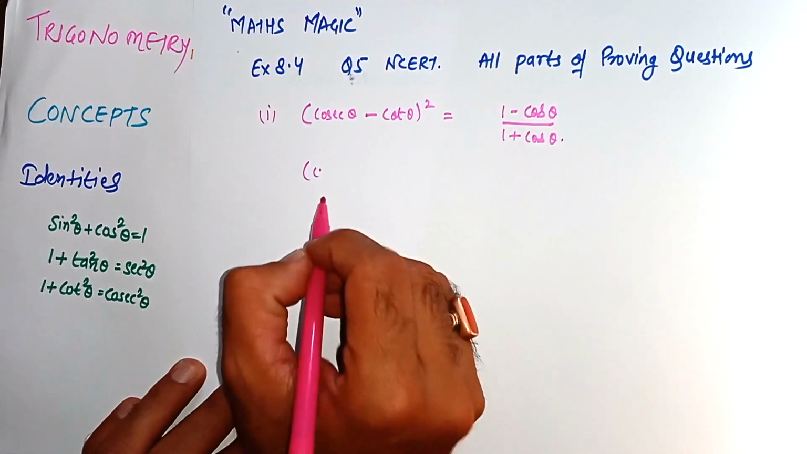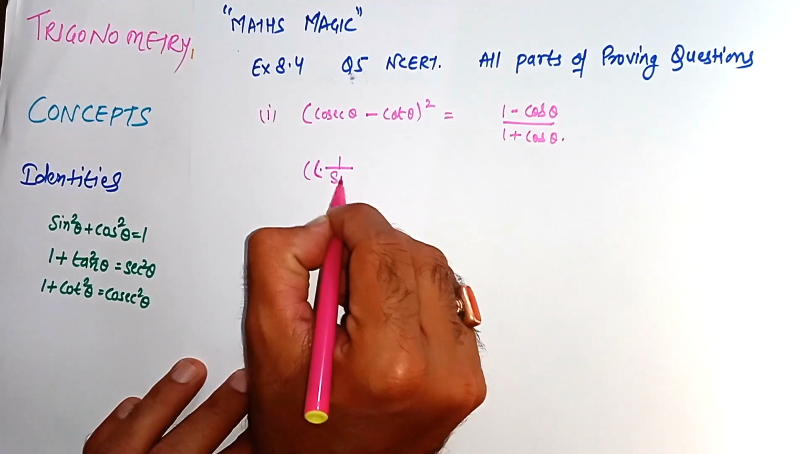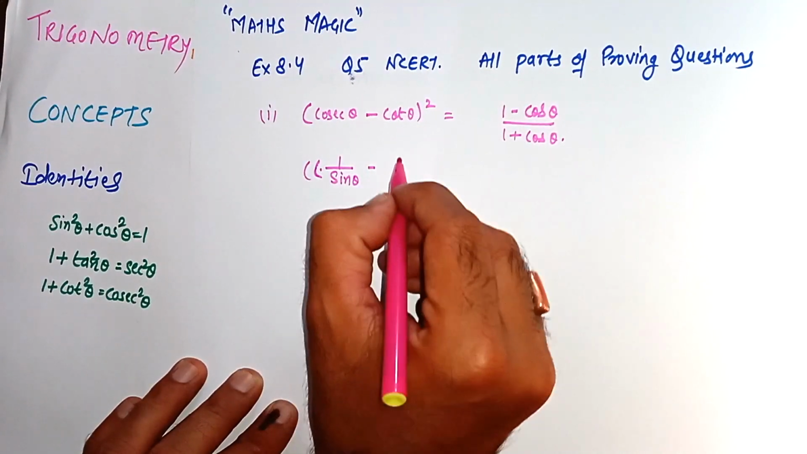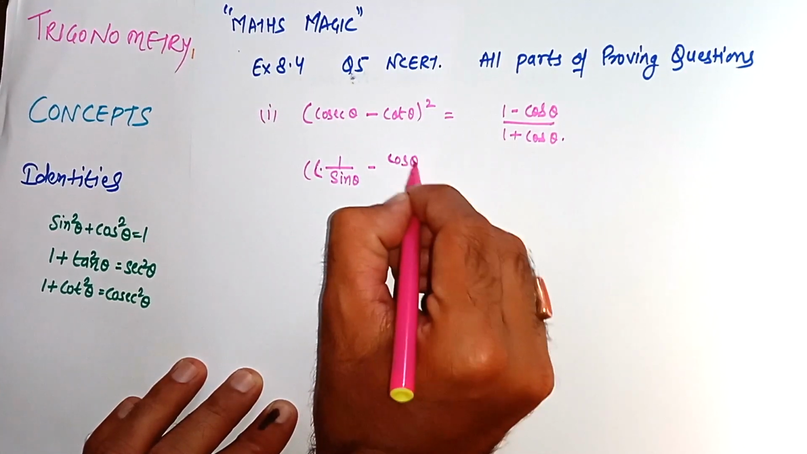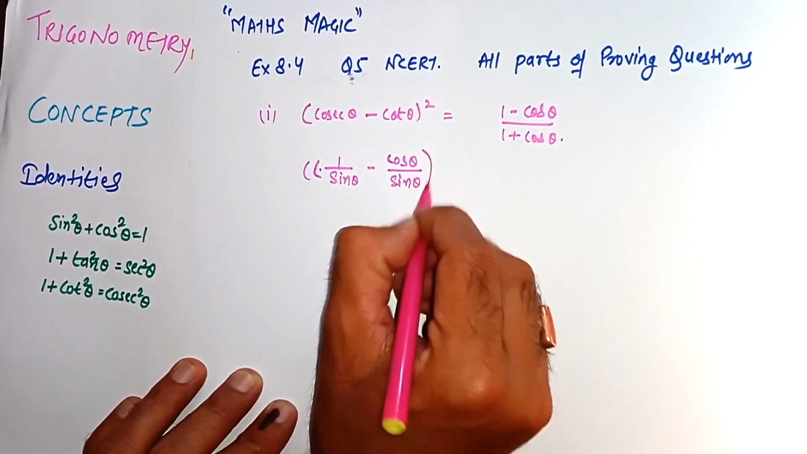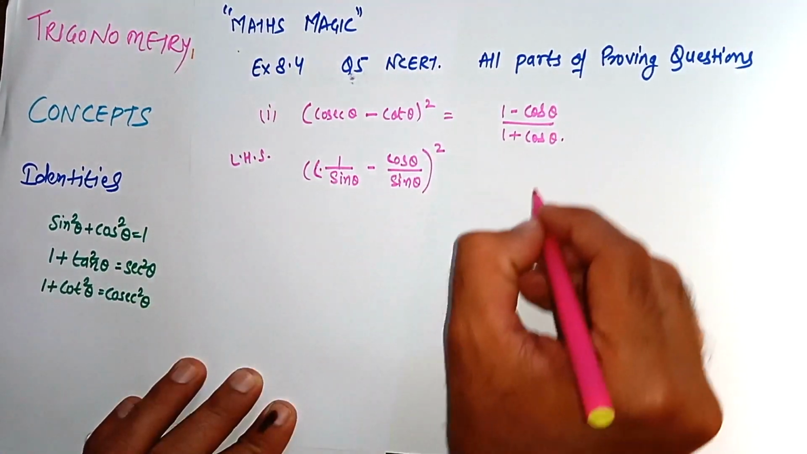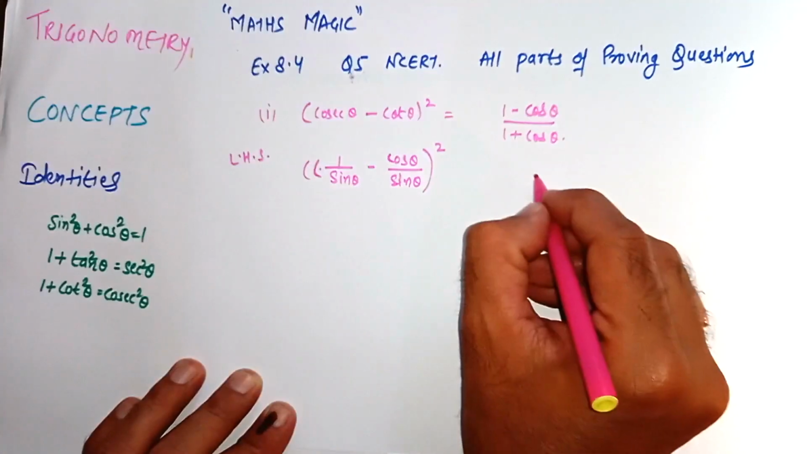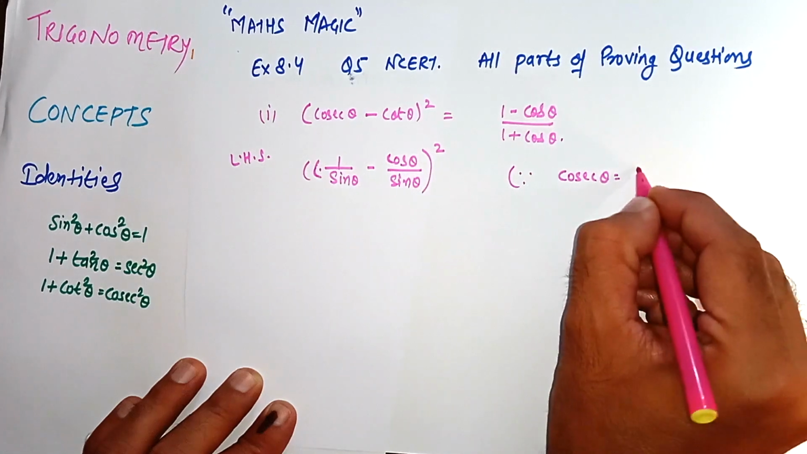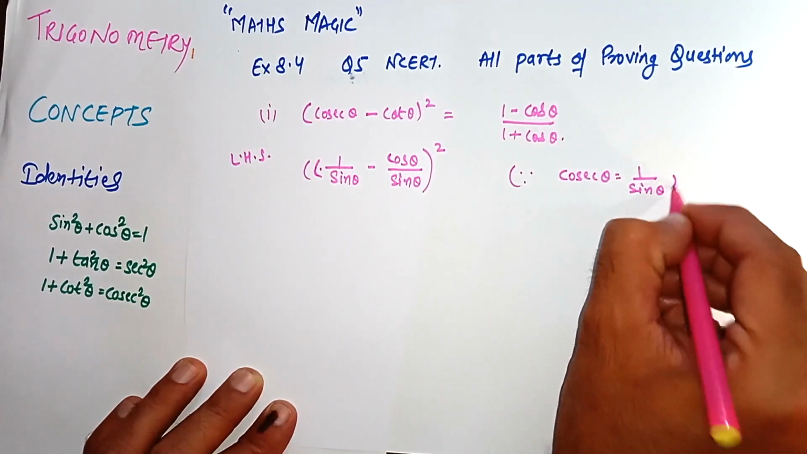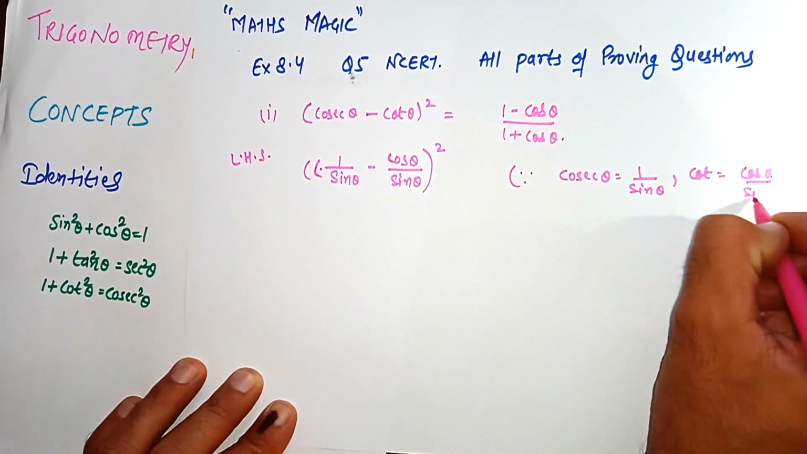So cosec theta, what is cosec theta? We know that cosec theta is the reciprocal of sin theta, and cot theta is cos theta over sin theta. So we have written these things, we have picked up LHS, and we should also write how these things came. So we will write here, since cosec theta is equal to 1 over sin theta and cot theta is equal to cos theta over sin theta.